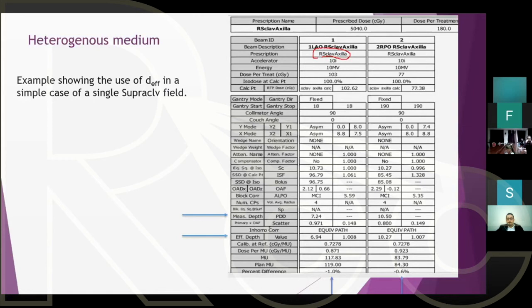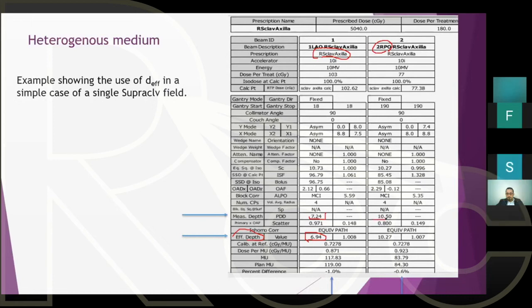What you have is measurement depth approximately 7.2 cm, and this is the effective depth. Effective depth is 6.9 cm. Not too many heterogeneities in the axilla. You also have here, this is the posterior part. This is two field axilla. You have the physical depth 10.5 and the effective depth 10.27, 10.3.